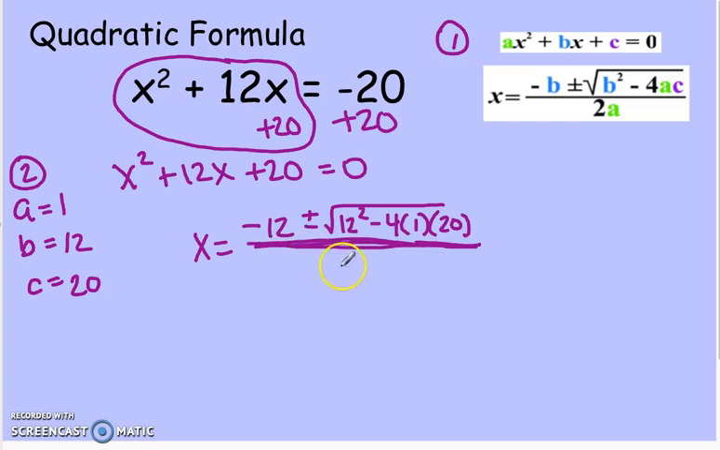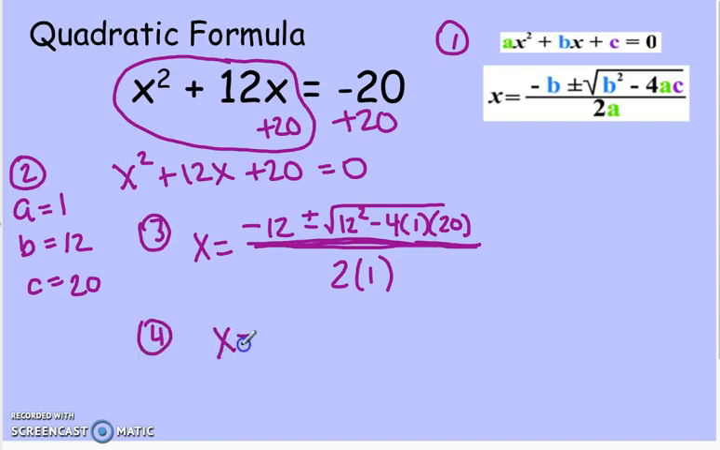On the bottom of the fraction, we're going to put 2 times, and then we're going to fill in a, which is 1. Okay, so once you get all those numbers plugged in, you're going to simplify things up nicely. So step 3 here is to plug the numbers in. Step 4 is going to be just to simplify some things.